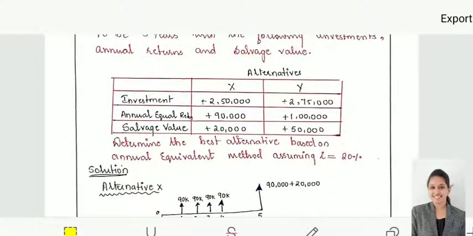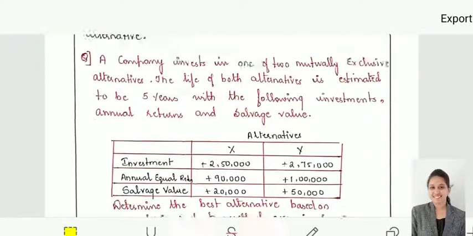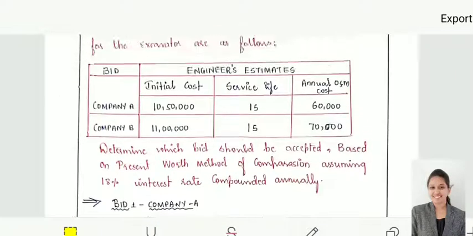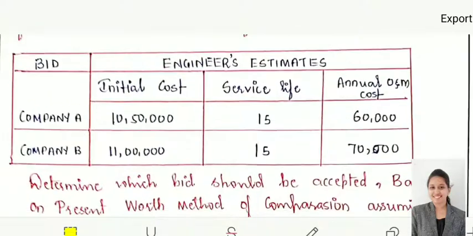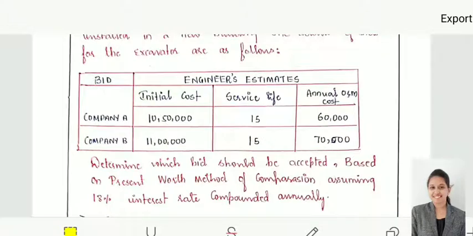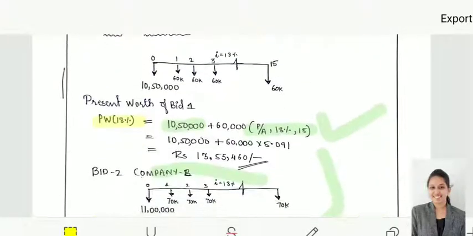negative here. There is a mistake, just consider that. Annual equal return, I am considering it as 90,000 and 1 lakh. Why am I considering it as positive? Because it is annual equal return. Return means I am getting an amount. In the previous case, it was annual operation and maintenance cost, so because it was cost, I am considering it as negative.